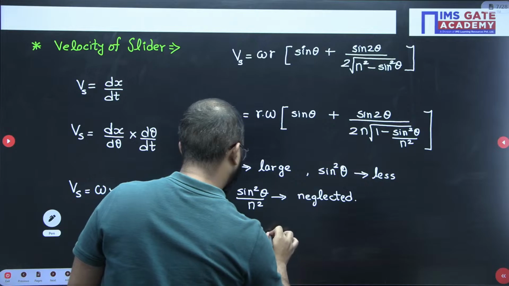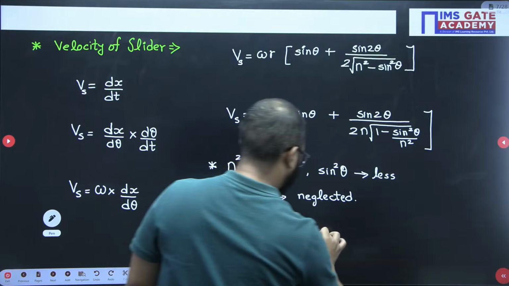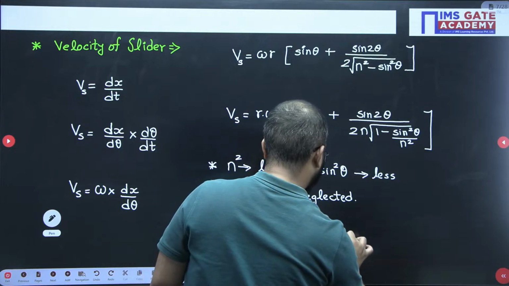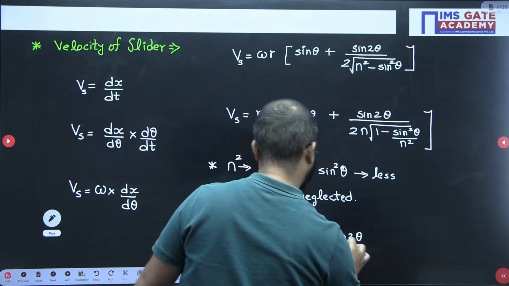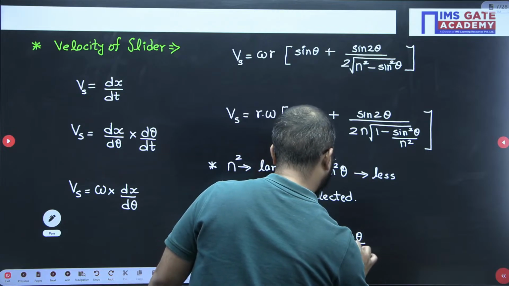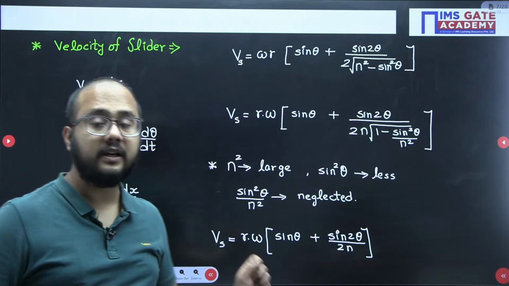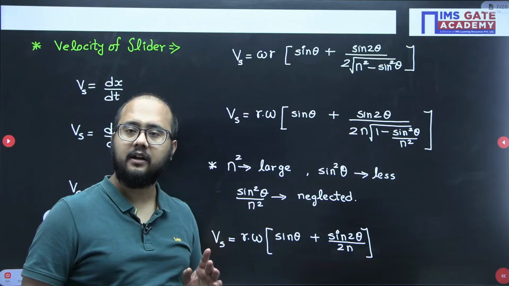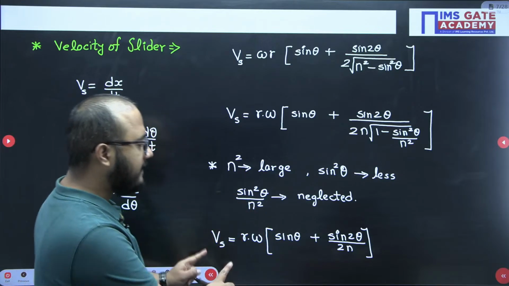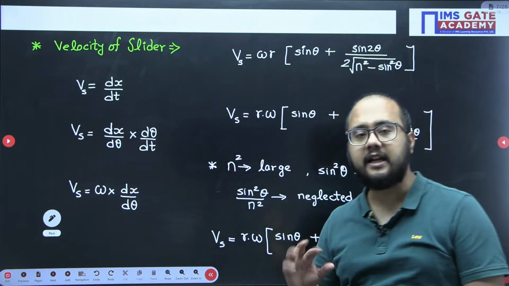So our simplified formula here will be r into omega, sin theta plus sin 2 theta divided by 2n. This is the formula for the velocity of the slider. I hope it is clear, and you will see a lot of questions have been asked from this particular formula. Now remember, in order to apply this formula, we need to know the theta value, the rotation of the crank.